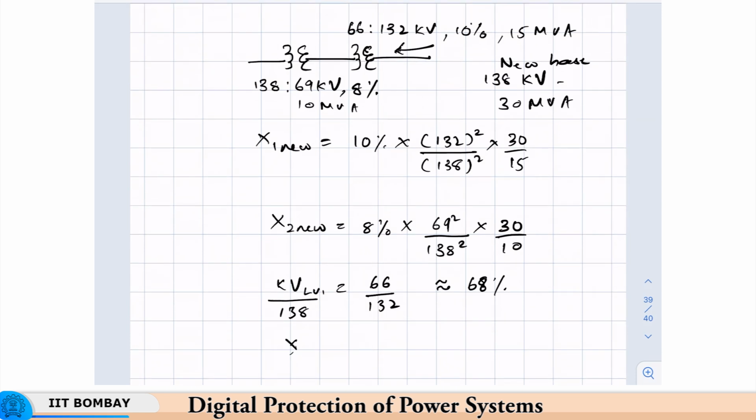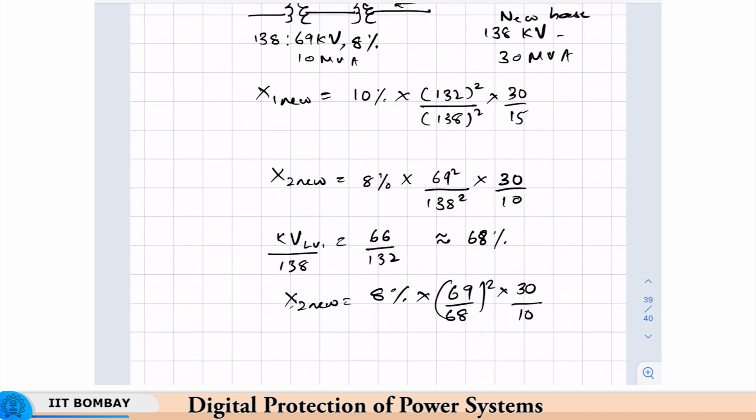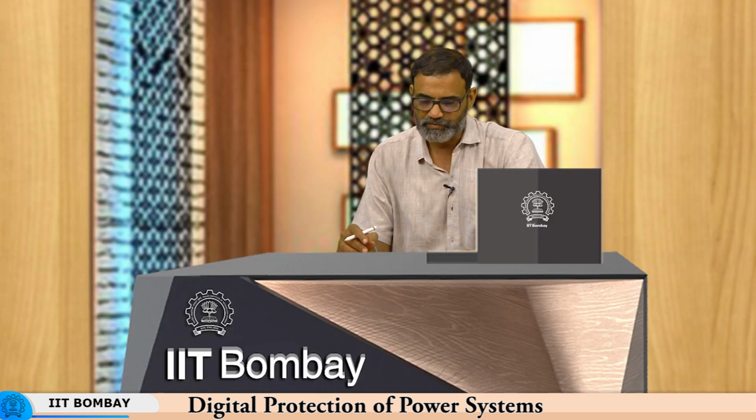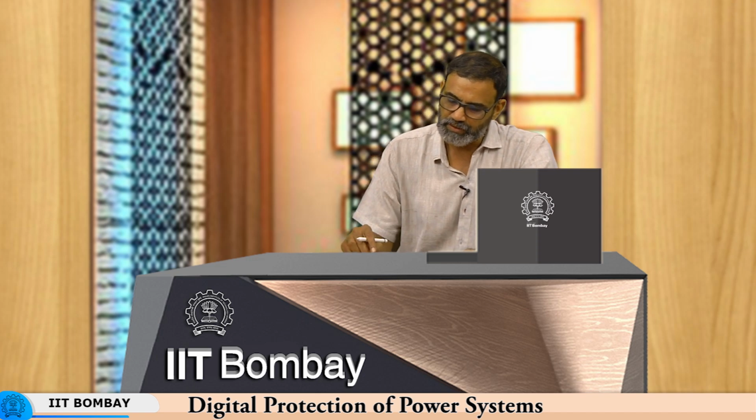So, X2 new will actually be now 8% into 69 by 68 square, into 30 by 10. So, this is a mistake which has to be avoided while you do these per unit or percentage calculations. So, be very careful when you are doing these calculations, and especially involving transformers. That is why we took two problems here, so that the concept is clearly brought out.